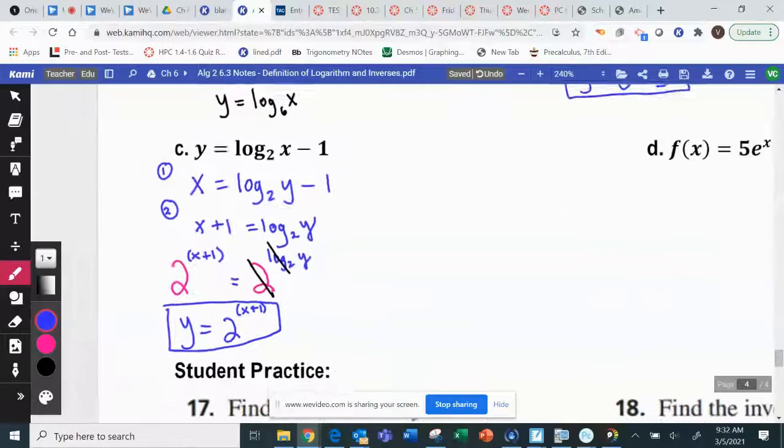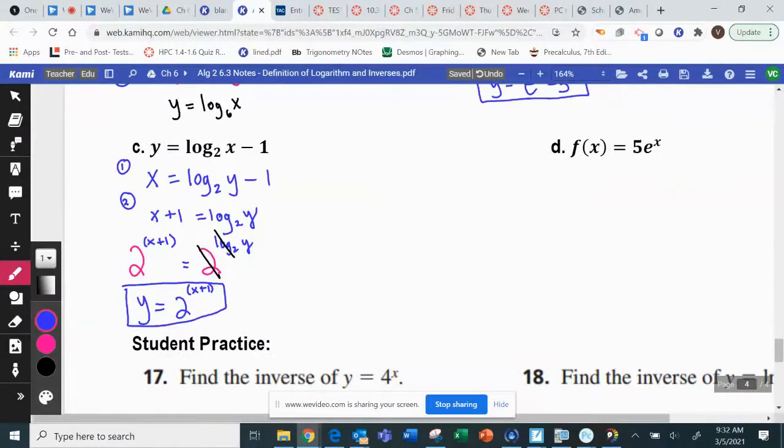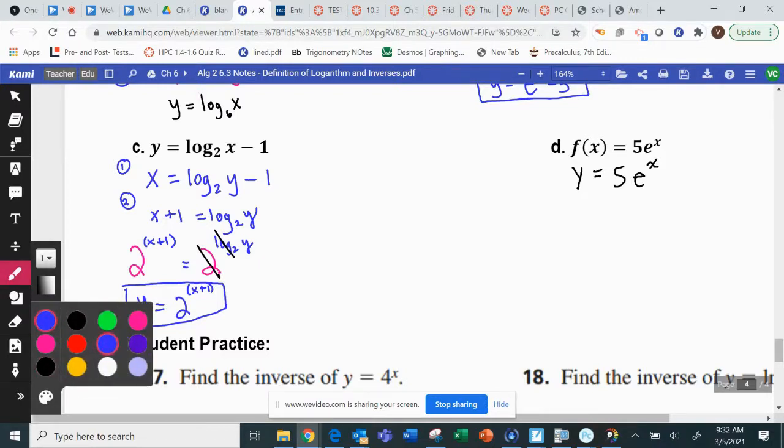All right, last practice here. This one starts as f of x, so I will change it to y equals 5e to the x. I need to get x by itself. What's the first thing that I should do to both sides for question D? Tessa, do you know? Don't you switch x and y? Oh, yeah. First, I switch x and y.